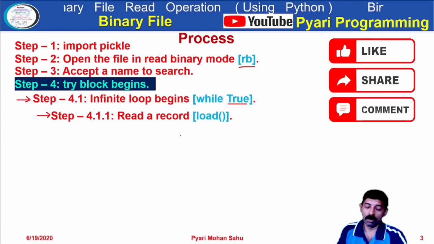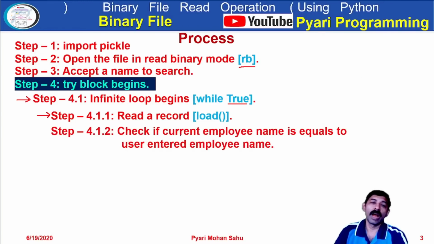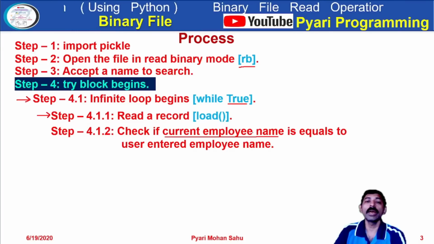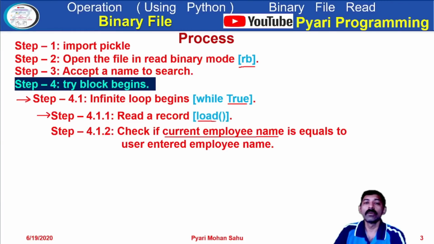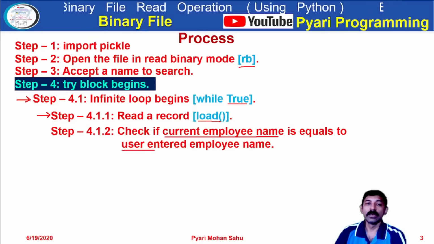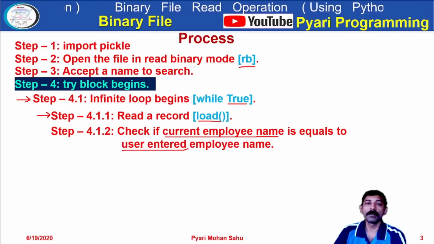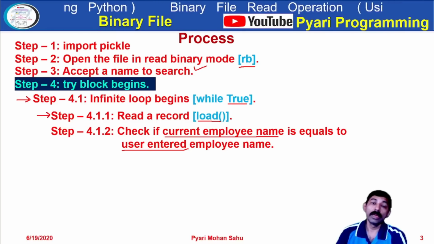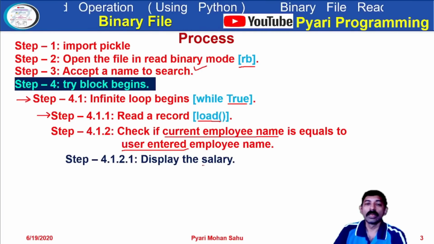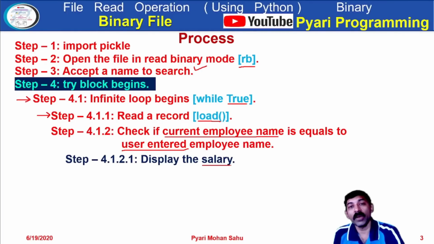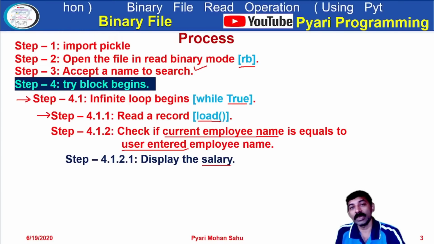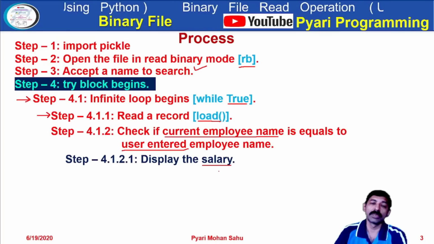Is it clear? Now, after reading a record, what should I do? I will check if the current employee name is available in the current record, read from the file using the load function. If it is equal to the name the user has entered, that name I want to compare. If both are equal, then I will display the salary, because the question says to write a program to read the file contents. If the record is found, the employee name is found, then display the salary. That's why if it is equal, I will display the salary.